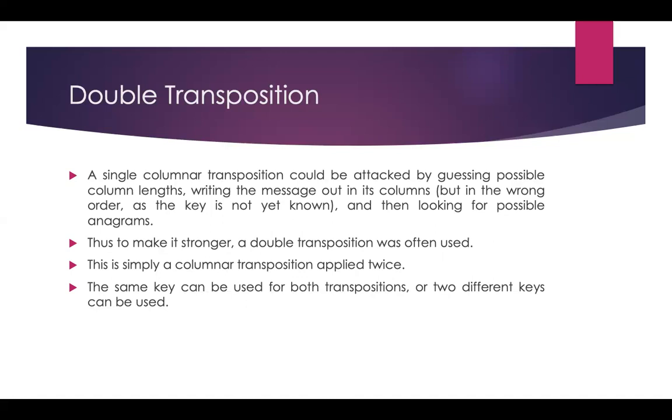We have seen what a transposition cipher is, and under it we have seen 3 different ciphers. One is the rail fence cipher, and how we can create ciphertext from the given plain text using rail fence. Similarly, columnar transposition, and why we go for the double transposition cipher.